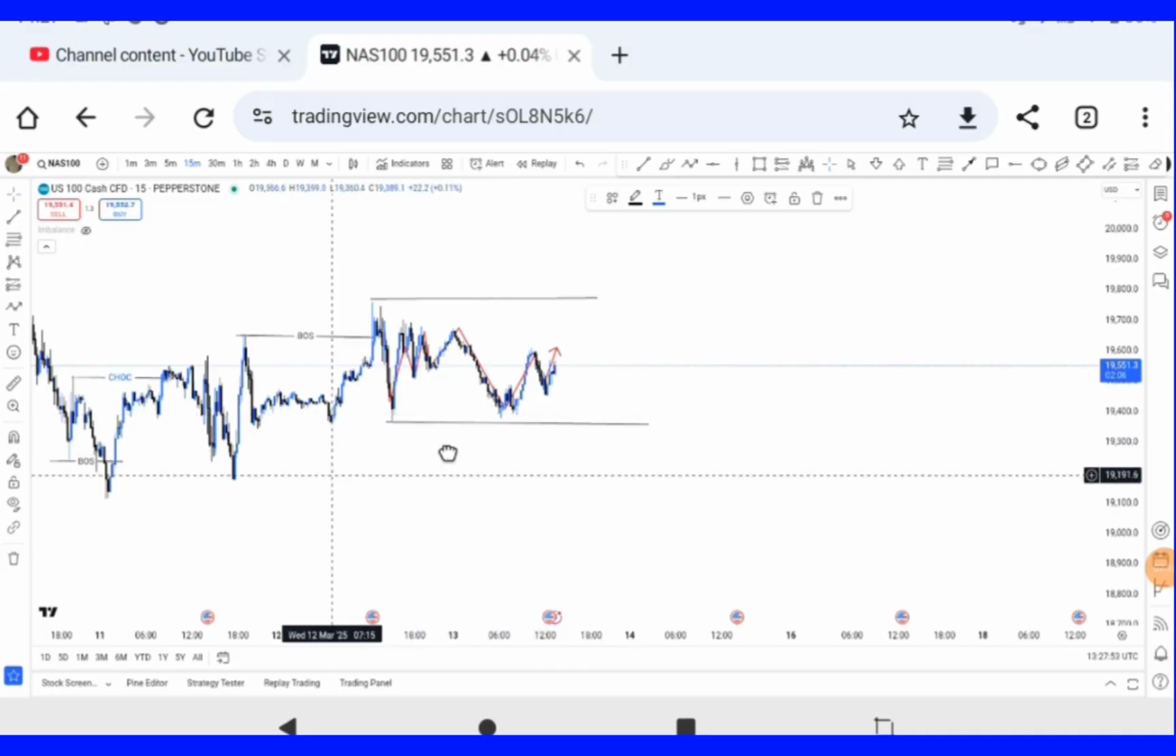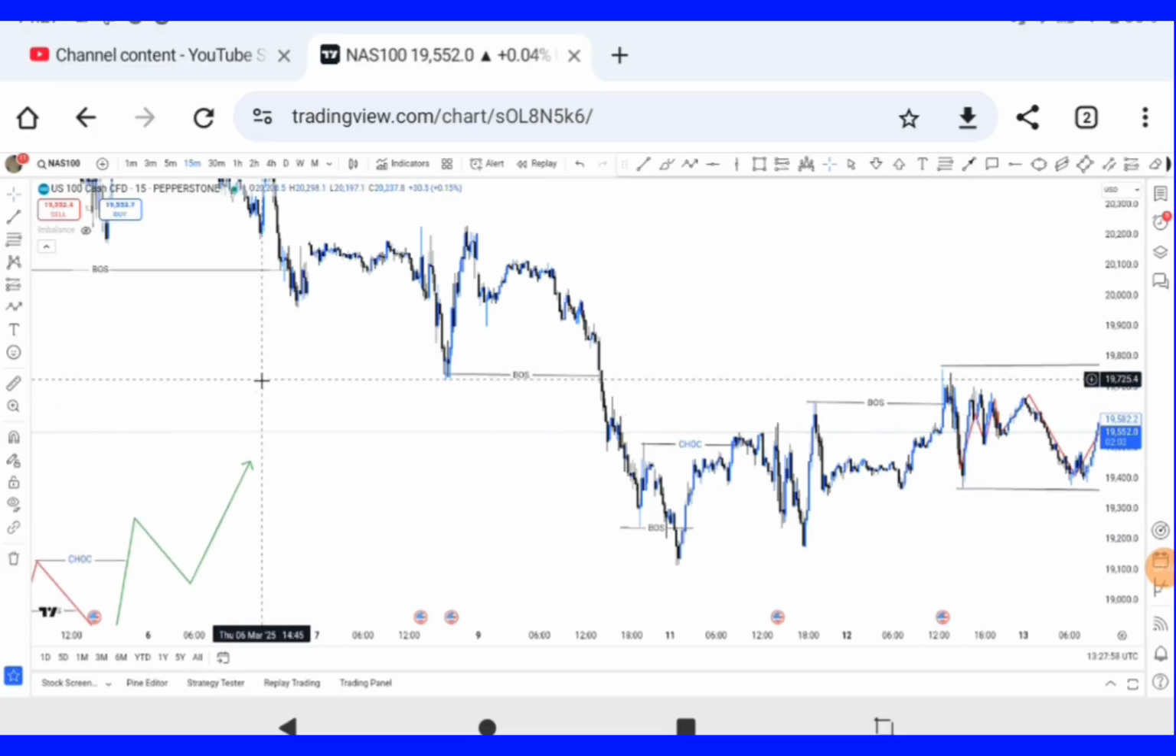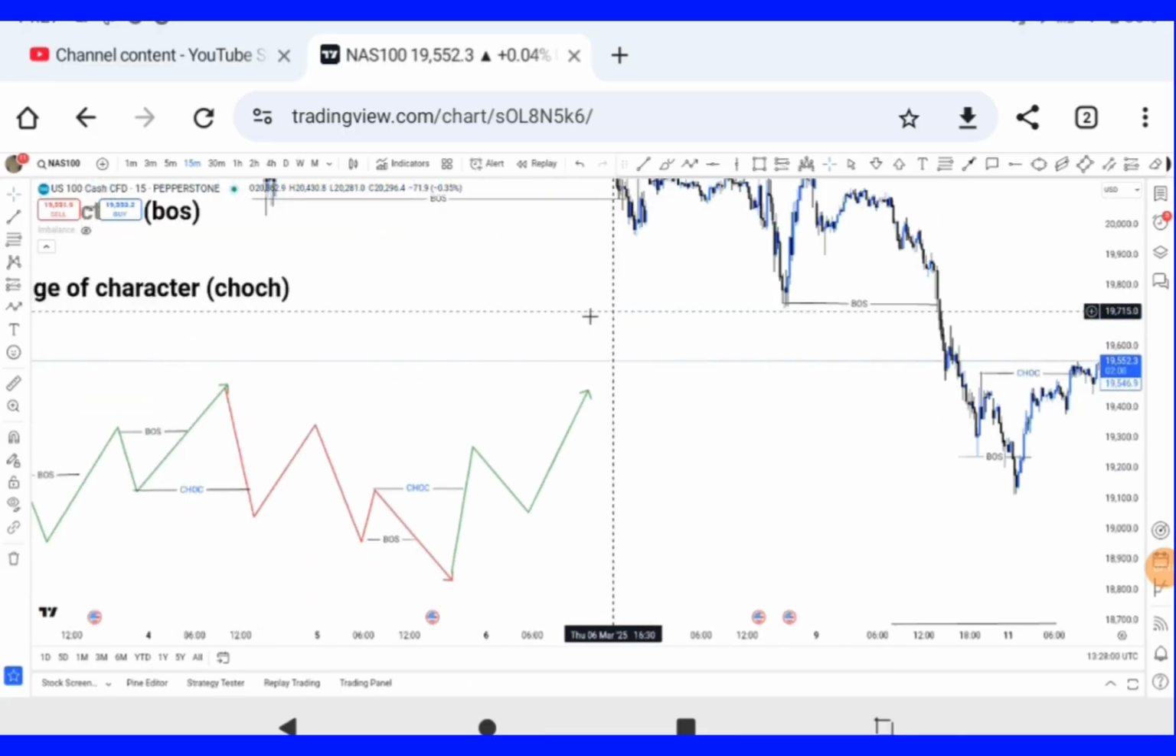So guys, with this, I know you should be able to have a better knowledge of break of structure and change of character.